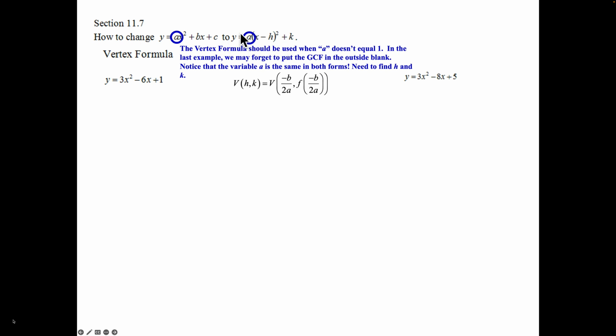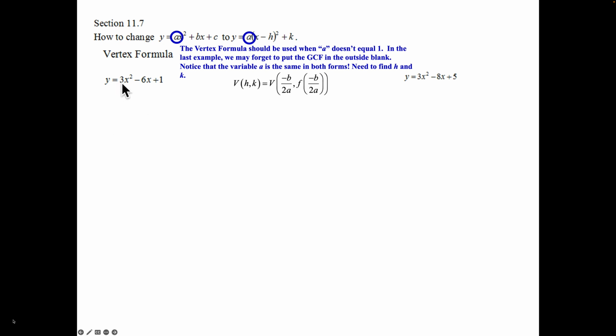All we have to do is solve for h and k, and that's going to be our vertex formula right here. The vertex formula is a point. Your x-coordinate is negative b over 2a. Your y-coordinate is to take the x, plug it back into the original equation, and solve it for y. That's what this notation means. And that gives us our y value.